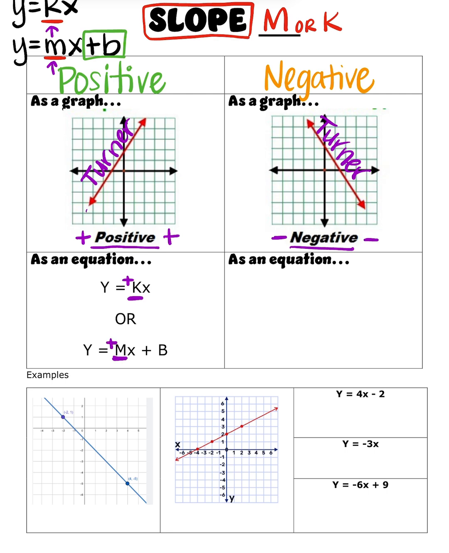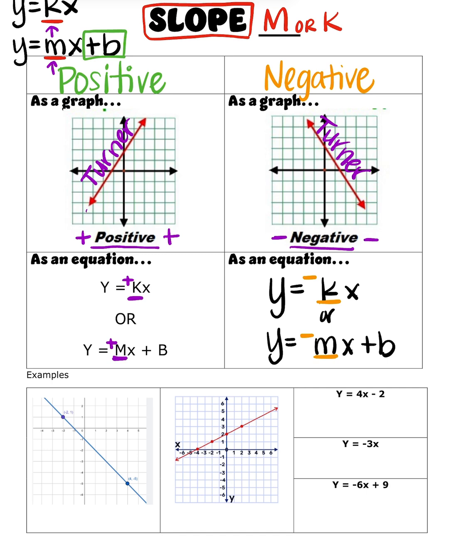Well, what would that look like on the negative side? On the negative side, it's basically exactly the same thing. So we have two types of equations, y equals kx, or we have y equals mx plus b. And again, in both of them, the only thing I'm looking at for slope is the number in front of x. And on this side, if I want it to be negative, I would want that to be a negative number.